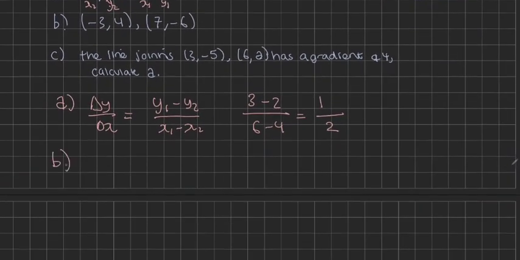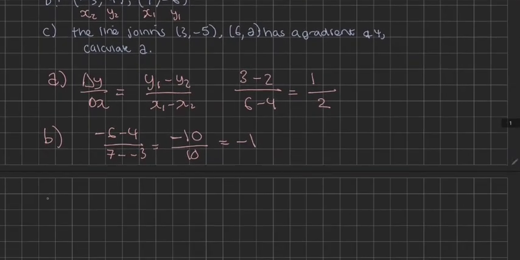For b, again, it might help to label, so we have x2, x1, y1, y2. And so subbing these in, we have y1 minus y2, which is minus 6 minus 4, all over x1 minus x2, which is 7 minus minus 3. So minus 6 minus 4 is minus 10. 7 minus minus 3 becomes 7 add 3, which is 10. So the gradient ends up being minus 1.